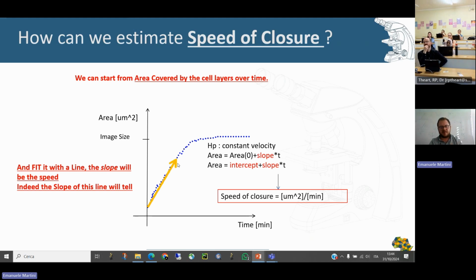So why does it work? Because if we are able to fit the line, we will obtain really like the one we do in math, even in high school, I think. So there is an intercept plus a slope multiplied by the time. The slope itself is in micrometer square per minute. So this is the real speed of closure, because it tells you exactly each minute how much area you are covering, how many micron square you are covering, you know? So this is really good, no? If we are able to do this, it will be good, because for each experiment we will be able to extract the speed of closure.